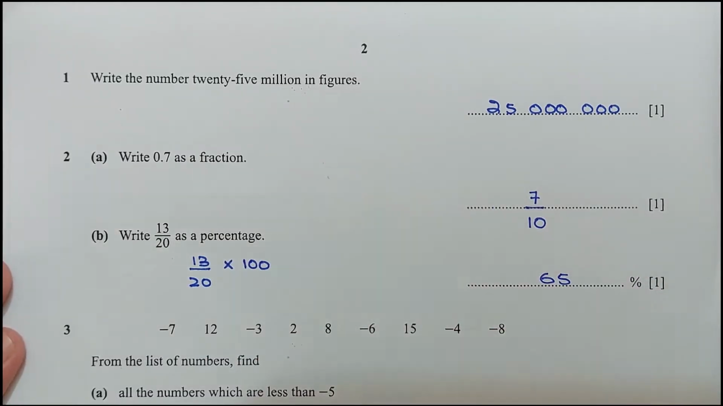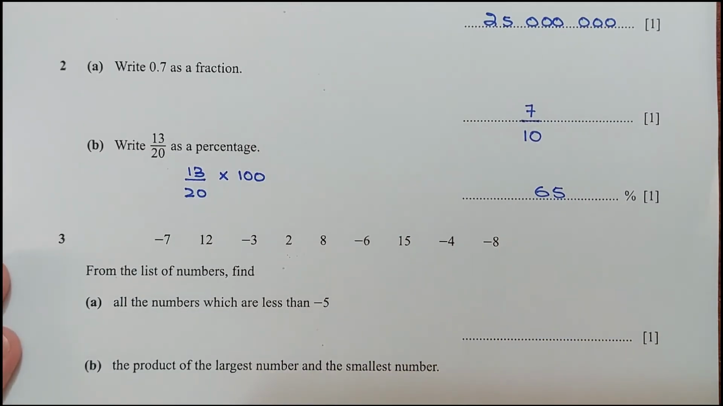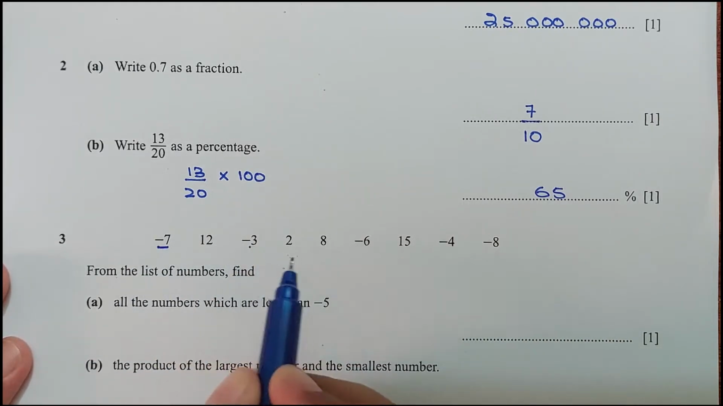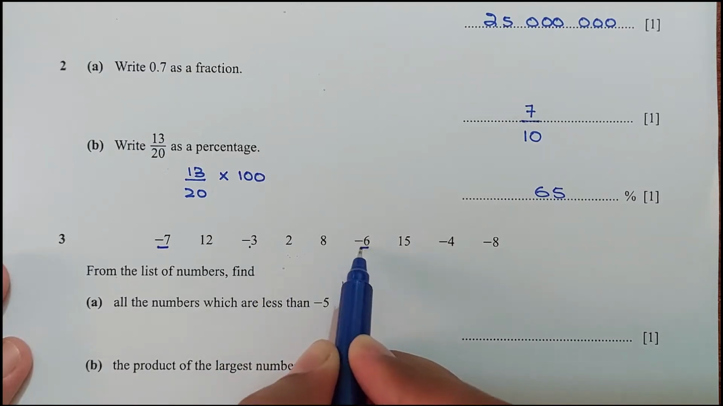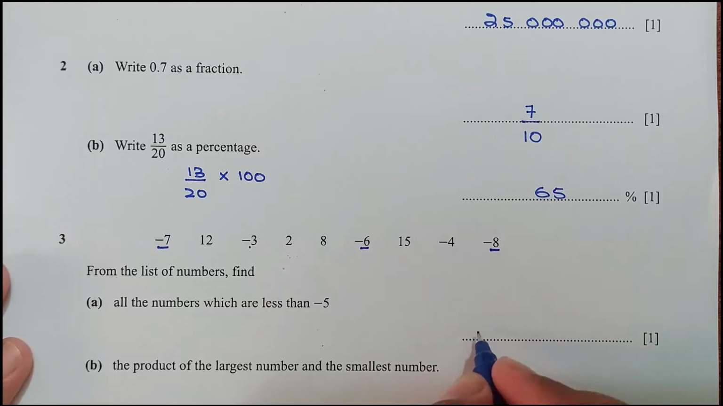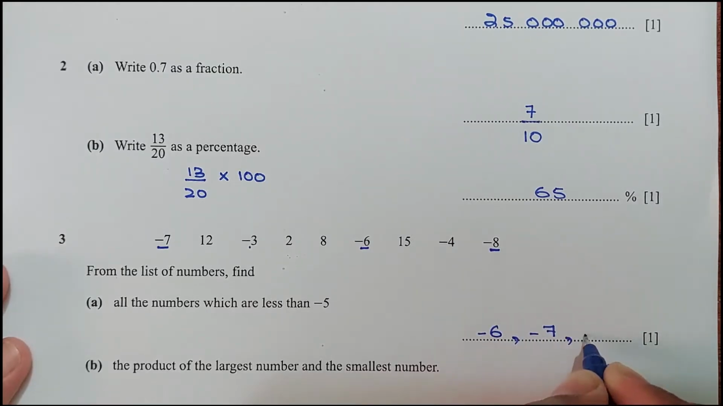Right. Number 3, from the list of numbers, find part A, all the numbers which are less than -5. Okay, so less than -5 are the numbers -7, (-3 is bigger), -6, (-4 is bigger), and -8. So -6, -7, and -8 are the numbers that are less than -5.